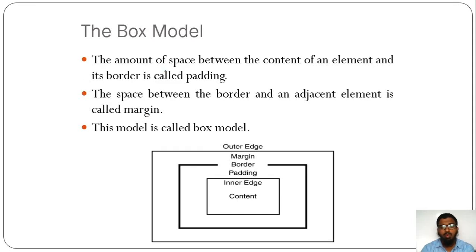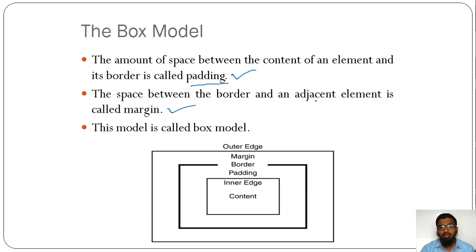In the box model, which is also a part of CSS, the amount of space between the content of an element and its border is called padding. Remember this. The space between the border and an adjacent element is called margin.